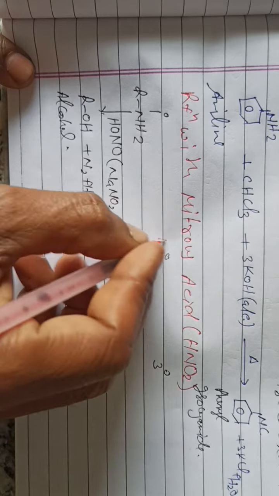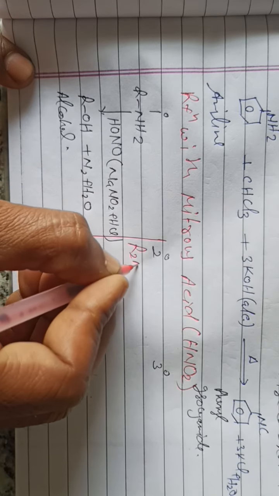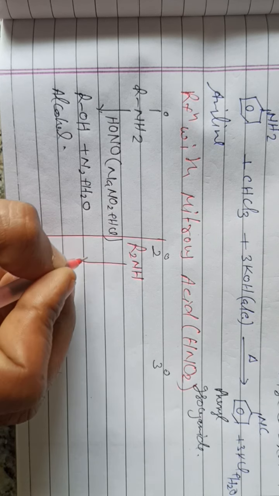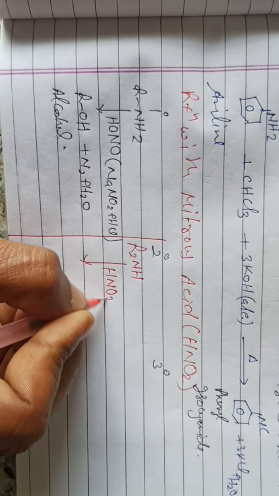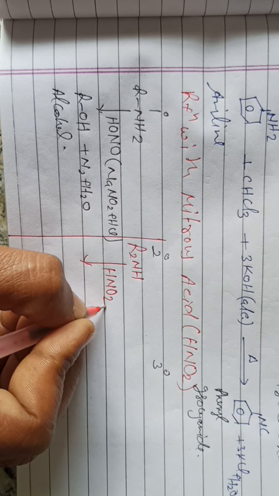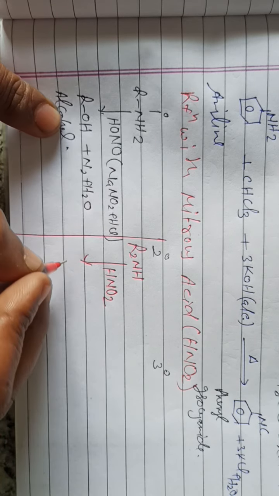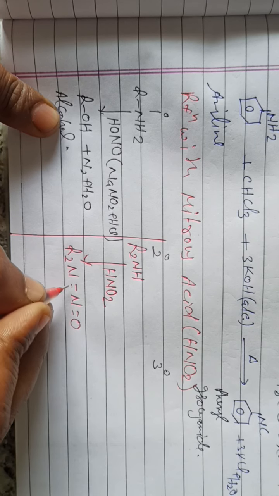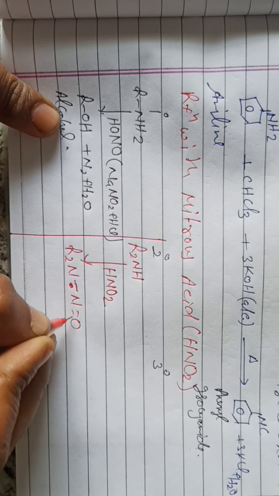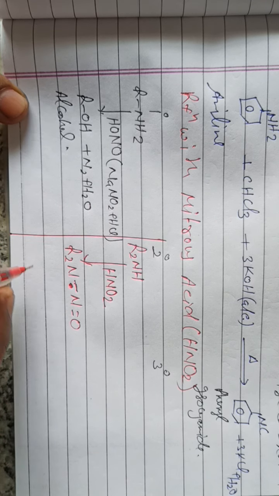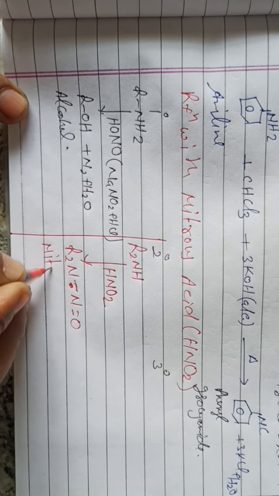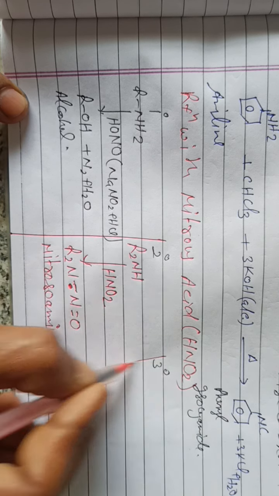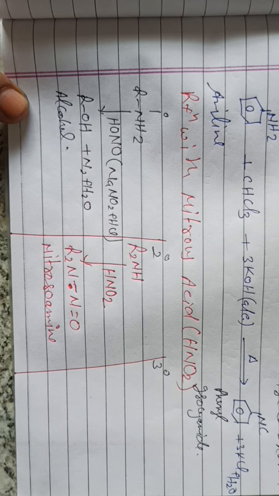But in the case of a 2 degree amine, R2NH, this is the general formula of a 2 degree amine, when it reacts with HNO2, it forms nitrosamine. This is a single bond and this is a double bond. The name of this compound is nitrosamine.